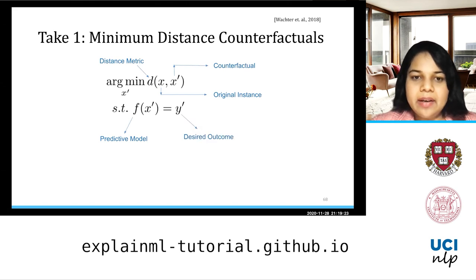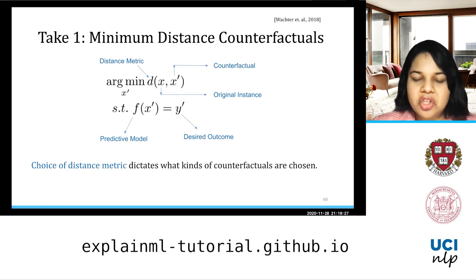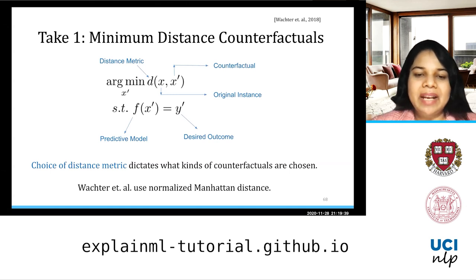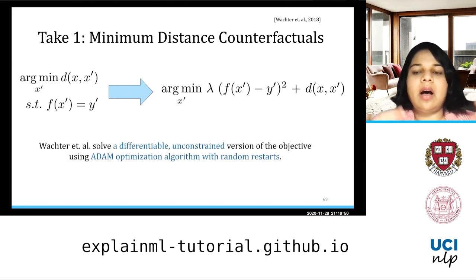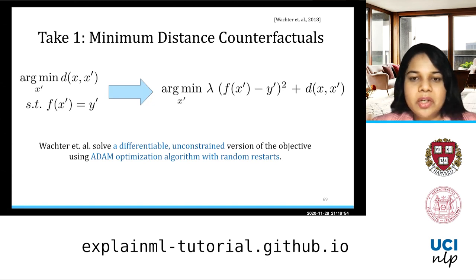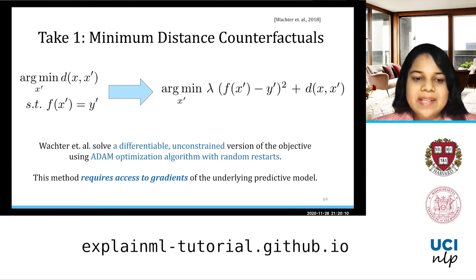As you can see here, the distance metric is a key component of this objective, and the choice of the distance metric dictates what kinds of counterfactuals will end up being chosen. Wachter et al. employed a normalized Manhattan distance as their distance metric. In fact, Wachter et al. used a slightly different version of the objective that we just discussed, which is shown on the right-hand side of the slide. This version of the objective is unconstrained, as you can see, and is also differentiable. They use the Adam optimization algorithm with random restarts to solve this objective. One key point to note here is that Wachter et al.'s algorithm requires access to gradients of the underlying predictive model, so it is not dealing with a complete black box.